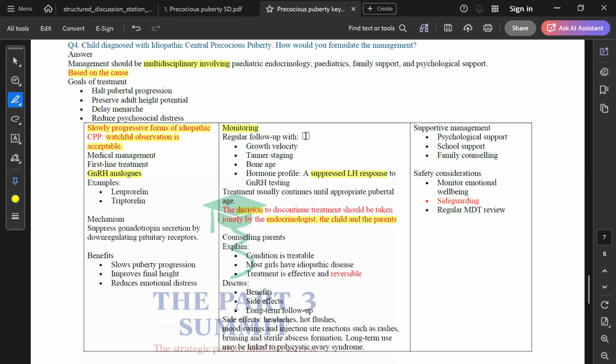Okay, clinically, you'll be able to see the growth velocity coming up, the Tanner staging stabilizing, and the bone age. You should be doing on and off X-rays. Okay, so this is how you will monitor. At the same time, counsel the parents.